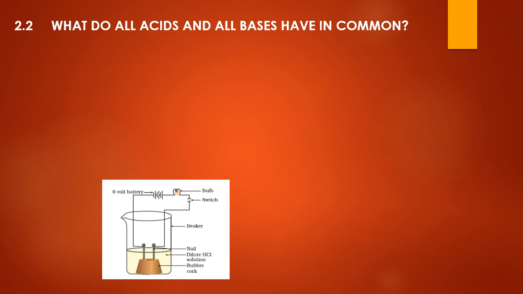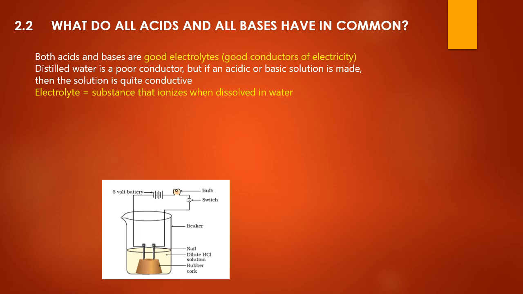The same experiment can be repeated by filling NaOH in the beaker. At that time we will observe that the bulb is glowing. It means both acids and bases are good electrolytes, meaning they are good conductors of electricity.